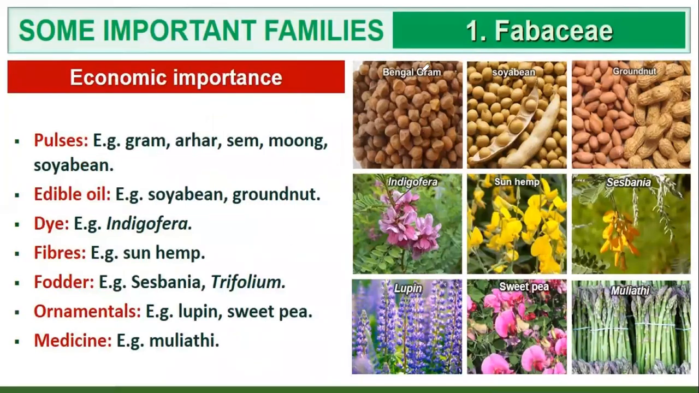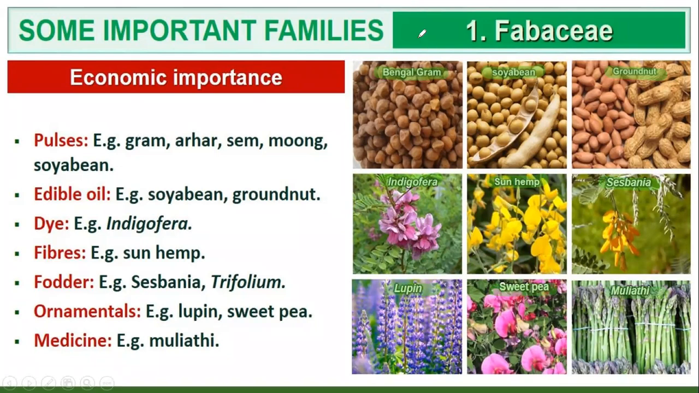Some of the Fabaceae family act as pulses. So what do we have? We have Bengal gram and soya bean acting as pulses. Groundnut is for edible oil. Indigofera is acting as a dye. Sun hemp is acting as a fiber. Sesbania and Trifolium are acting like fodder. Lupin and sweet pea are basically ornamental, and Mulethi is medicinal.